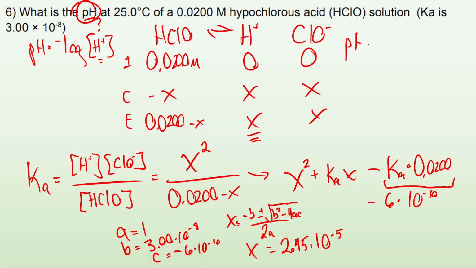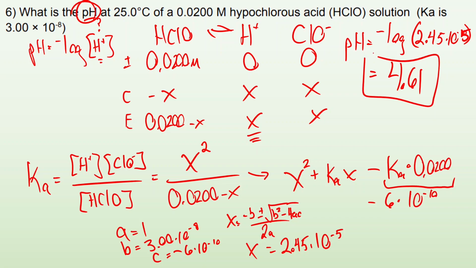Right? pH equals negative log of that 2.45 times 10 to the minus 10. And I end up with, I'm sorry, it's not 10 to the minus 10, it's 10 to the minus 5. I end up with 4.61 as my final answer for the pH.